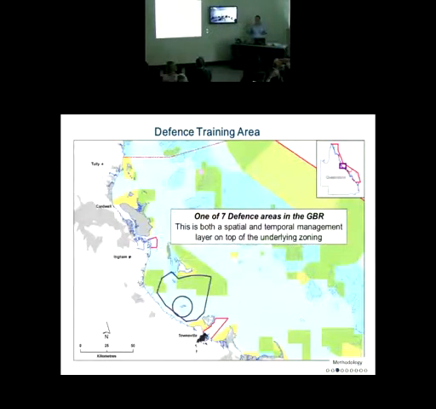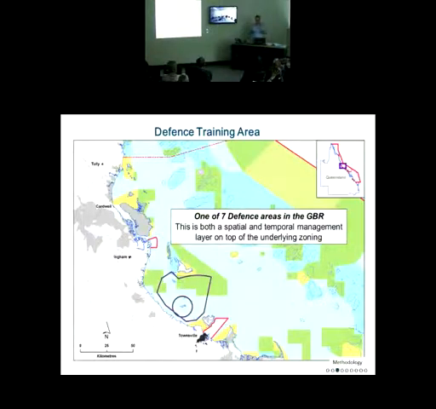Another example is the defence training areas, and this is one of many in the Great Barrier Reef. We've got 7 training areas. In this case, this is both a spatial management and a temporal one. It's in law, and when it's in effect, effectively that's a no-go area. You cannot go through that area when that training area is being used.